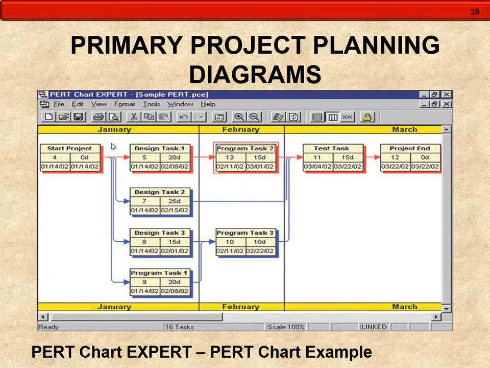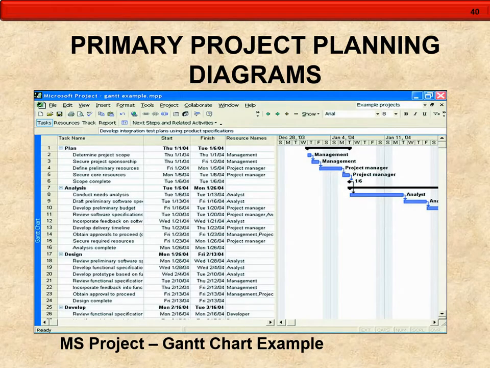This was created through, it looks like it was created through Microsoft's project management software, if I had to take a guess. But that's a PERT chart.